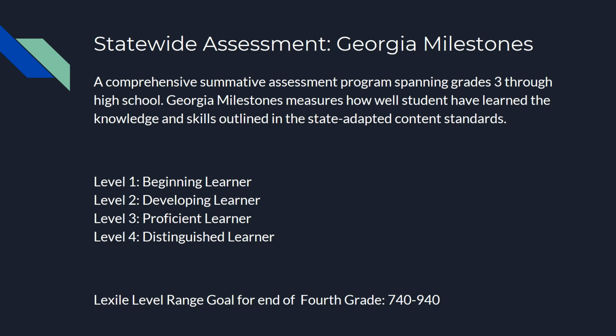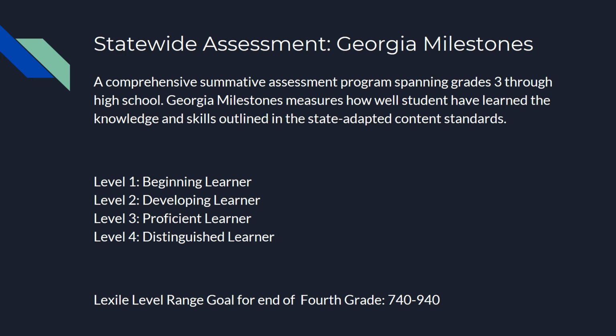Our fourth graders will take the Georgia Milestones towards the end of this school year. This is a state assessment. The Georgia Milestones has 4 levels that students may score at. Level 1, meaning beginning learner. Level 2, meaning developing learner. Level 3, meaning proficient learner. Level 4, meaning distinguished learner. Students who score a level of 3 or 4 have demonstrated that they have mastered the 4th grade standards.